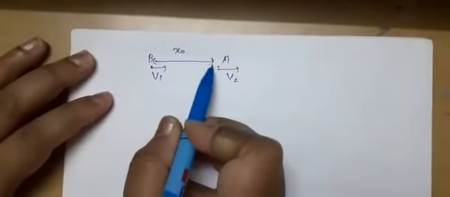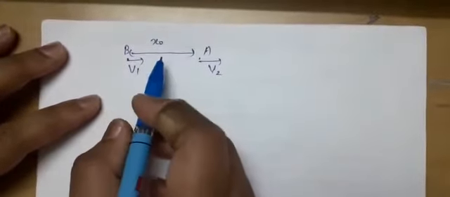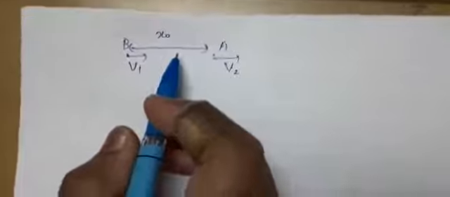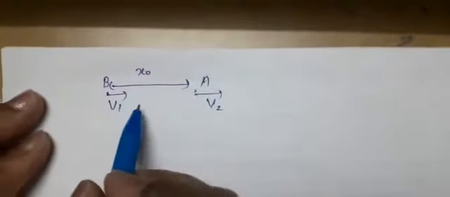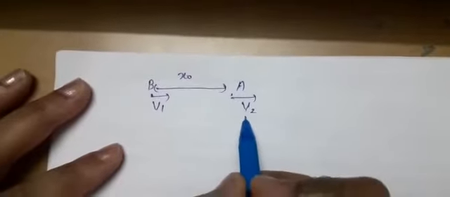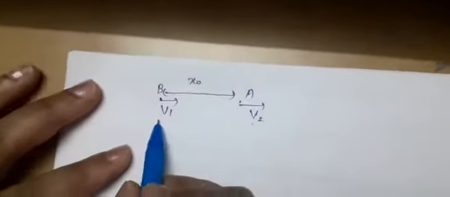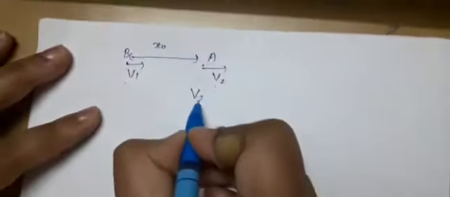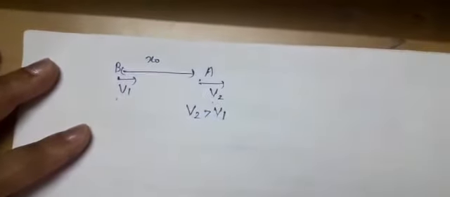We can understand it with the help of an example. Suppose bodies A and B are separated by a distance x naught. That can be maybe 1 kilometer or 3-4 meters, whatever the small or larger gap between them. If A is moving with speed v2 and B is moving with speed v1, and the condition given is v2 is greater than v1.